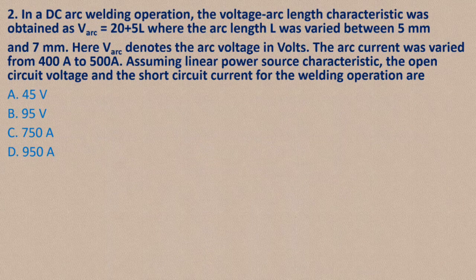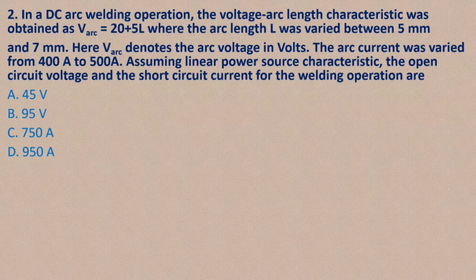Now see this question. Break this question into 2 parts. In a DC arc welding operation, the voltage arc length characteristic was obtained as 20 plus 5 L, where the arc length L was varied between 5 mm and 7 mm. The arc current was varied from 400 ampere to 500 ampere. Assuming linear power source characteristic, the open circuit voltage and the short circuit current for the welding operation are A. 45 volts, B. 95 volts, C. 750 ampere, D. 950 ampere.